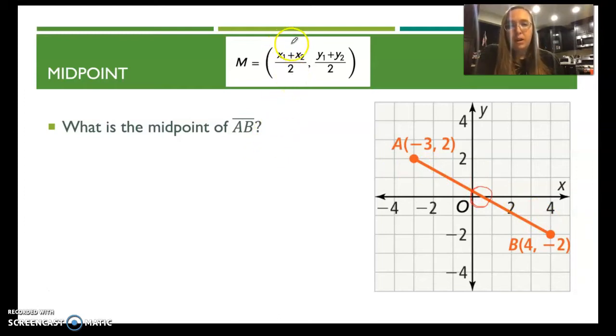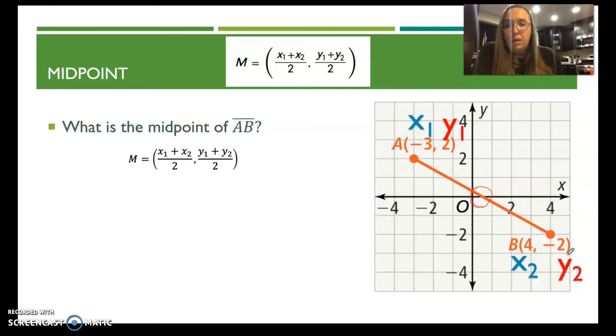So we need to identify each different part of the formula. x1 is going to be the x value from our first point. If we're starting at A, this is going to be point 1, this is going to be point 2, and this is the x value of point 1. So this is x1. x2 is going to be the x value of the second point. y1 is going to be the y value of the first point, and y2 is going to be the y value of the second point. So I'm going to take those 4 numbers and I'm going to plug them into the midpoint equation.